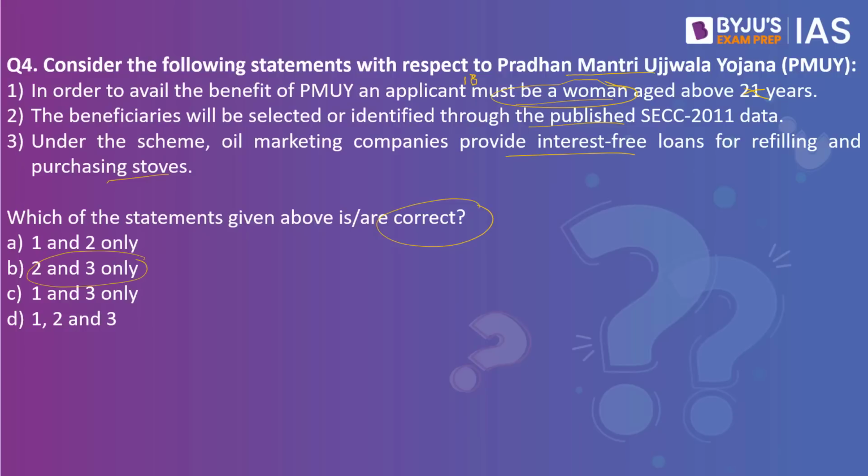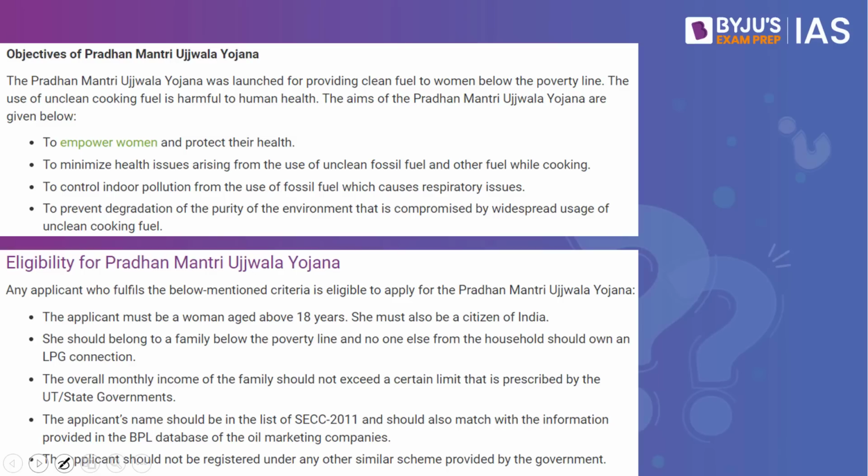The other two statements, the second and third, are right. What are the objectives of the Pradhan Mantri Ujjwala Yojana? It would be providing clean fuel to women below the poverty line. This will empower women and protect their health. It will minimize health issues arising from the use of unclean fossil fuel and other fuel, and control indoor pollution from the use of fossil fuel, which causes respiratory issues. The Government of India came up with the Pradhan Mantri Ujjwala Yojana.